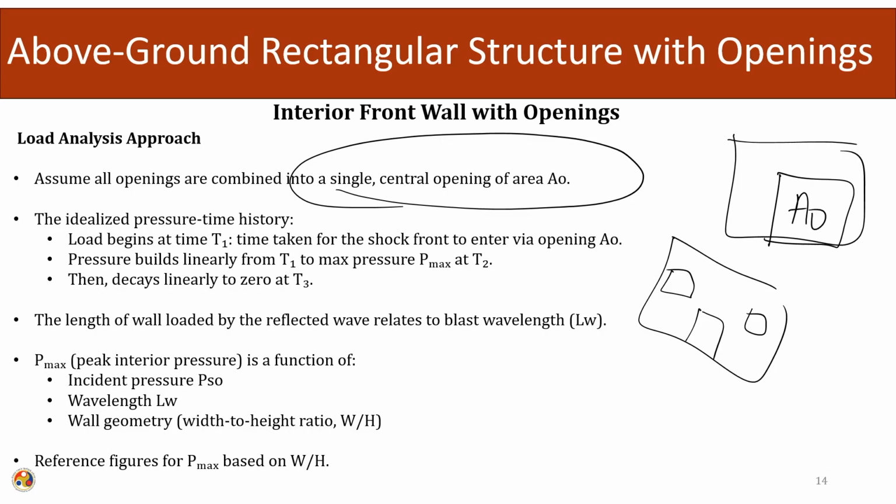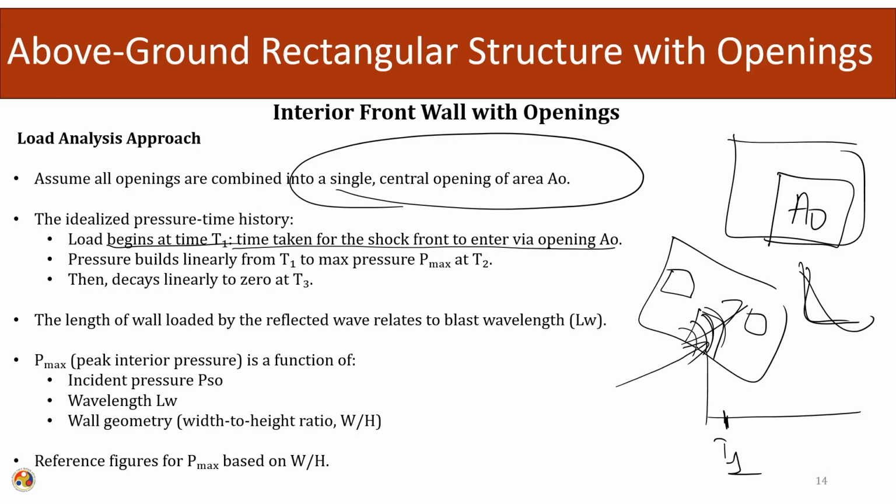The idealized pressure time history. The actual pressure time history will be like this, but what we will do is try to idealize it. There will be a time t1 where the loading begins, and this is the time taken for the shock front to enter via opening A naught, to travel through this opening inside the structure.